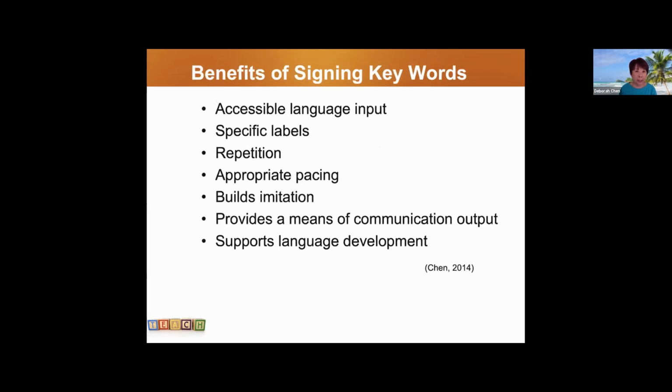These are the benefits. They provide accessible language input so the child can see them or feel these signs. They have meaning because they're labeling specific actions, items, people. We repeat them. They slow our communication down so it's appropriate pacing. And it helps the child develop imitation. It's a means of communication output for the child, expressive communication that supports language development.